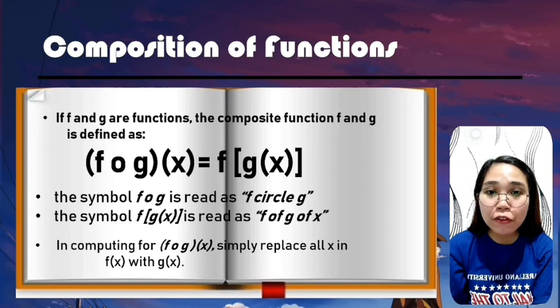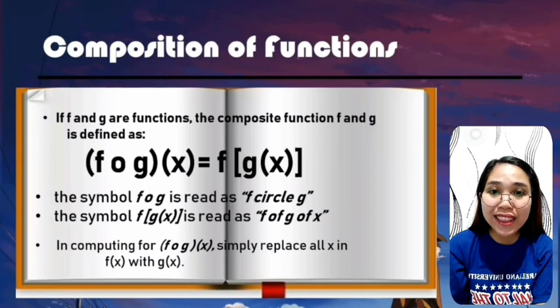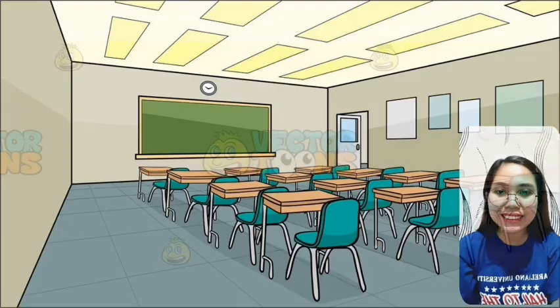In computing for f circle g of x, or for the composition of functions, we're just going to simply replace all the x's in f of x with g of x.